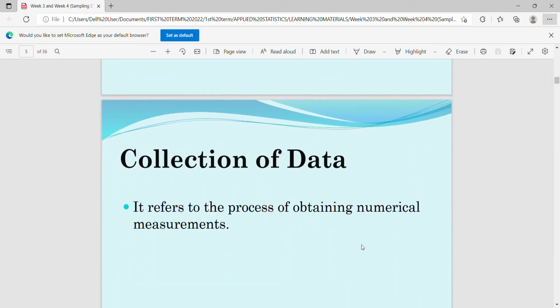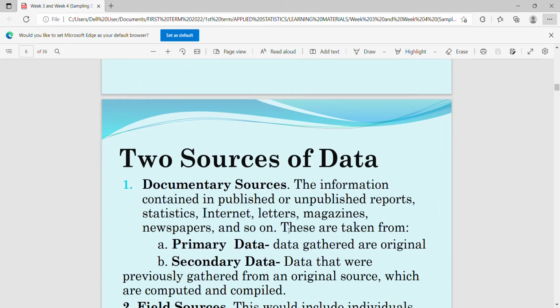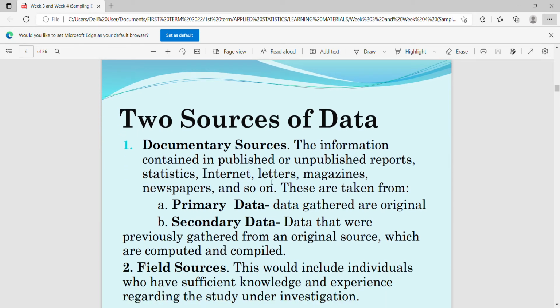What do you mean by collection of data? Okay, as we can remember, in the process of statistics, it is stated there that the first process belongs to collection of data. So this collection of data refers to the process of obtaining numerical measurements. There are two sources of data. We have the documentary sources and the field sources.